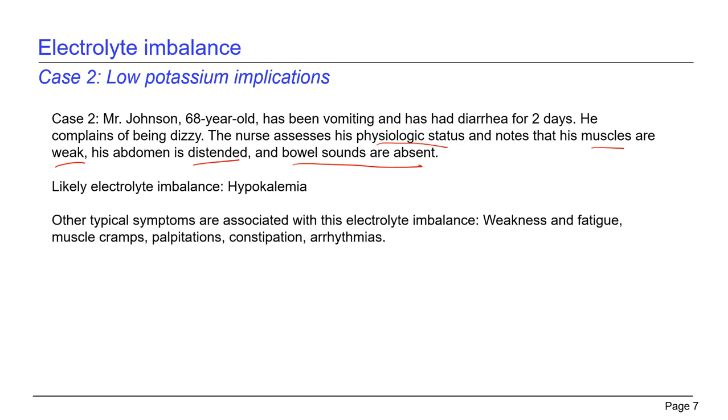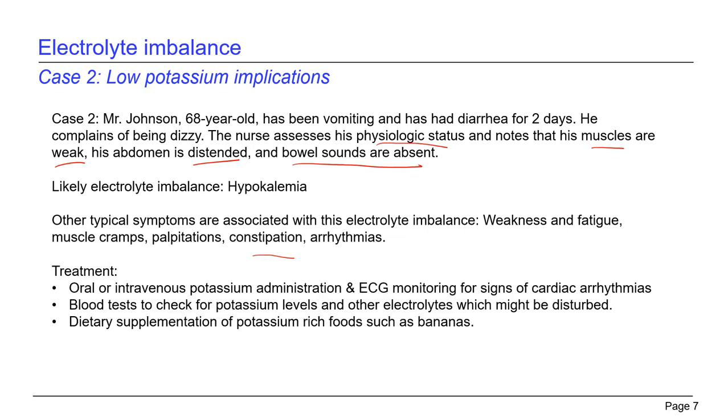Other typical symptoms associated with this electrolyte imbalance are weakness and fatigue, muscle cramps, palpitations, constipation, and arrhythmias. All of this aligns with some of the things we see about this particular patient. The treatment would be oral or intravenous potassium and EKG monitoring for signs of cardiac arrhythmias. Of course, potassium changes can exacerbate arrhythmias.